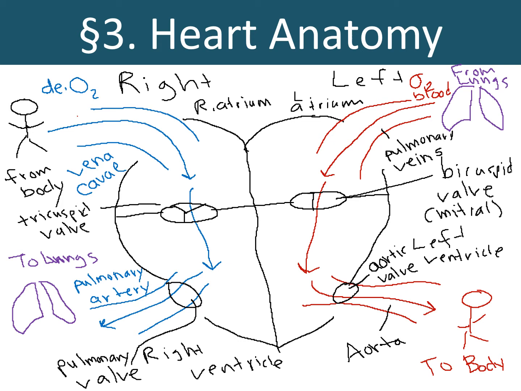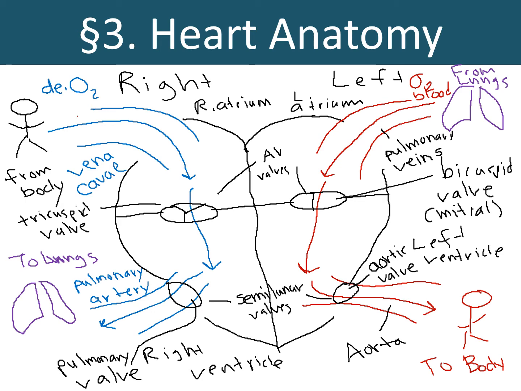One thing to note here about the valves is the tricuspid and bicuspid valves are found between atria and ventricles, so they are also known as the atrioventricular valves, or AV valves. And then the valves at the base of these arteries leaving the heart, because of the shape of their cusps or flaps, they are called semilunar valves. So sometimes they'll call the aortic valve the semilunar aortic valve, and sometimes they'll call the pulmonary valve the semilunar pulmonary valve.